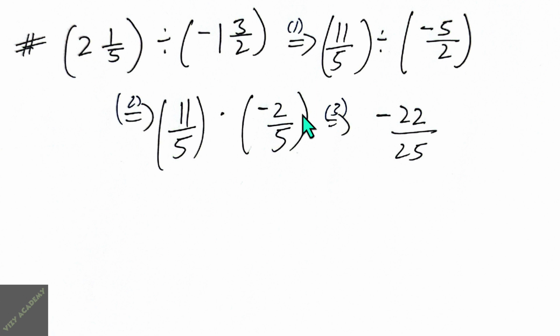Now we will apply the multiplication concept. 11 times negative 2 is negative 22. 5 times 5 is 25. Now as the numerator is less than the denominator, we can't change it into a mixed fraction. So we will leave it as it is.